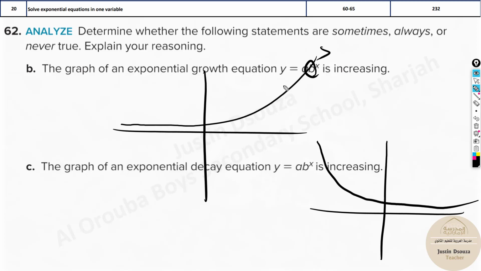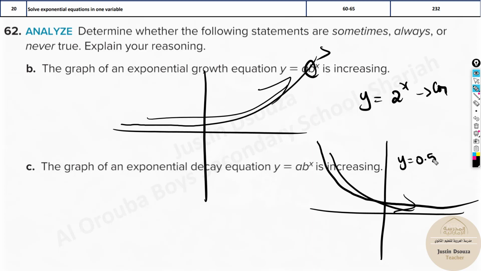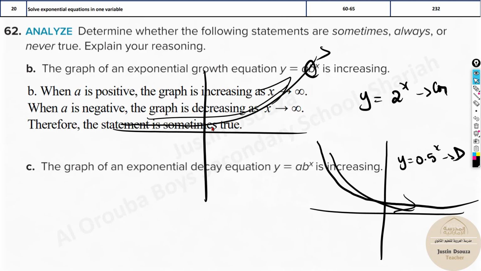The graph of an exponential growth is increasing. Yes, it's always increasing. Whereas the graph of exponential decay is not increasing, it's always decreasing. When this b value is less than 1, the graph is downwards. You can check it in Desmos. You can put y is equal to, say, 2 to the power x, and that is a growth function. Whereas if you put y is equal to 0.5 to the power x, this is decay, it will come like this. So this is always true.